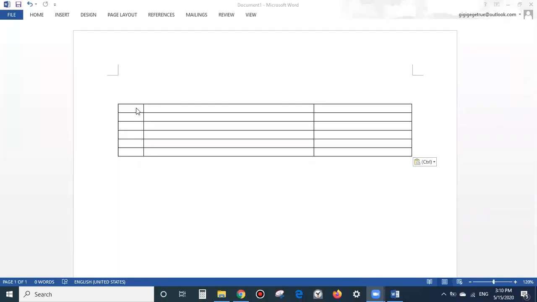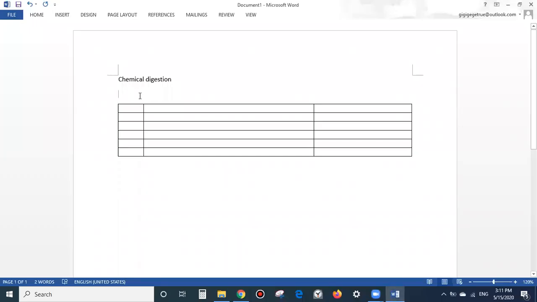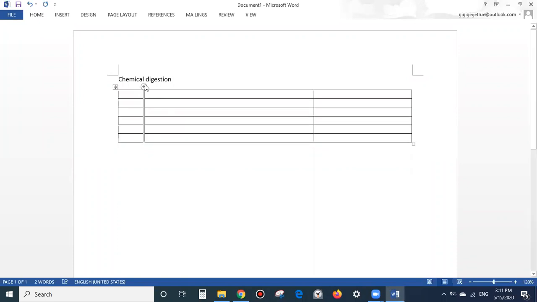Okay, so basically, let's take a look at chemical digestion. Actually, this involves both physical and chemical digestion. So we started off with the mouth. The mouth secretes saliva.